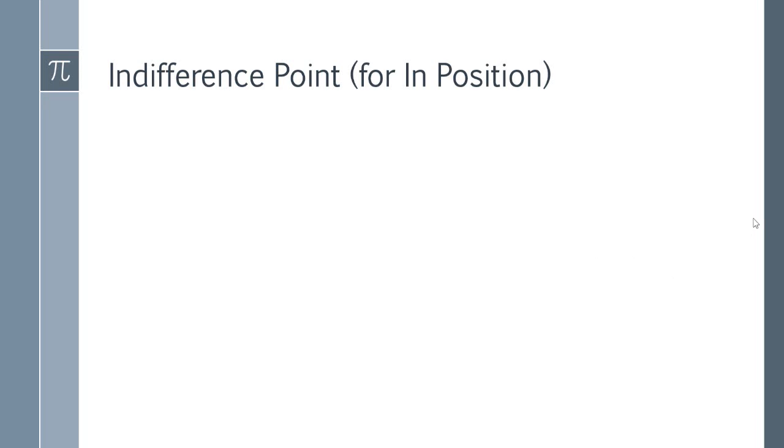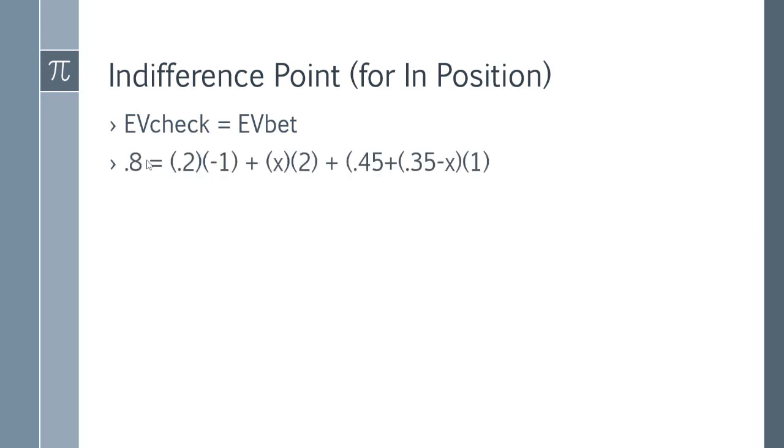So let's swap that and go to in position. So same thing, we're setting the EV of the check to the EV of the bet. We calculated it before. The EV of us checking in position is actually higher than the EV of checking out of position. It's 0.8. And we're setting up a very similar equation.